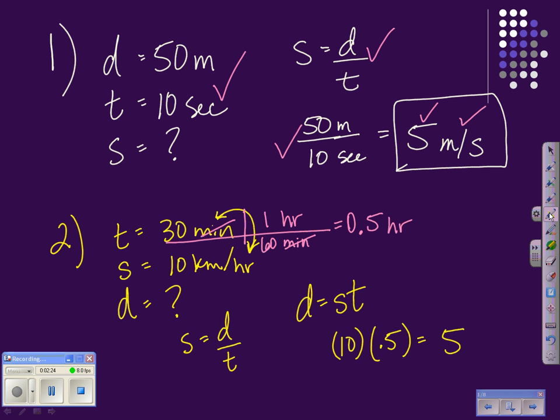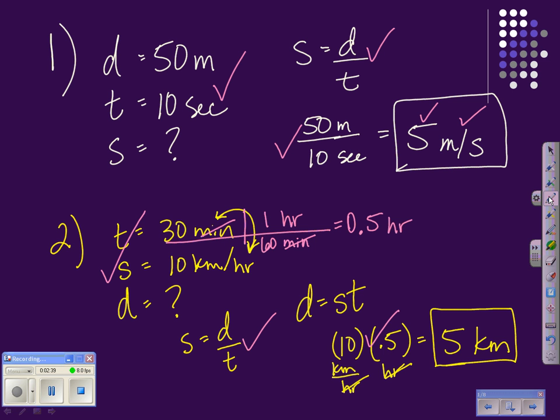Now, unit-wise, this is kilometers per hour, and this is hours. So the hours cancel out, and I end up with kilometers. Okay. Again, I look for that you have variables, formulas, work, answer, and unit. And you could get credit for either one of these formulas as long as you had one of them written.